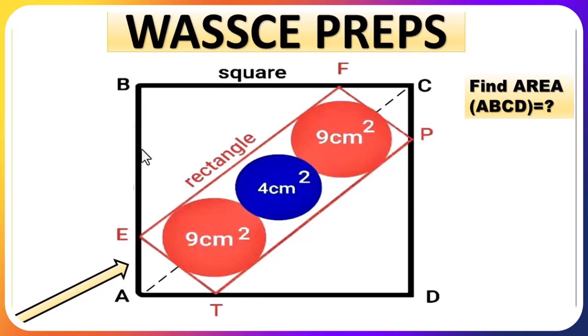Today's problem looks simple, but it's a diagonal geometry trap question. We are given circles inside a square with areas 9 centimeters squared for the first circle, 4 centimeters squared for the second circle, and 9 centimeters squared for the third circle. Now the big question is, we are to find the area enclosed by our square shape. Now let's begin.